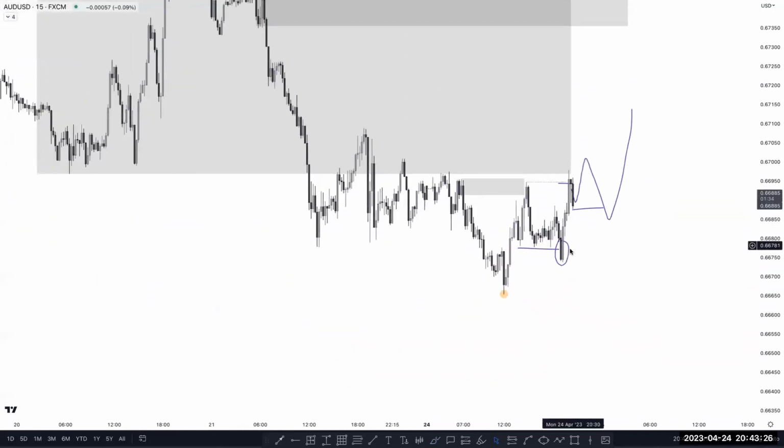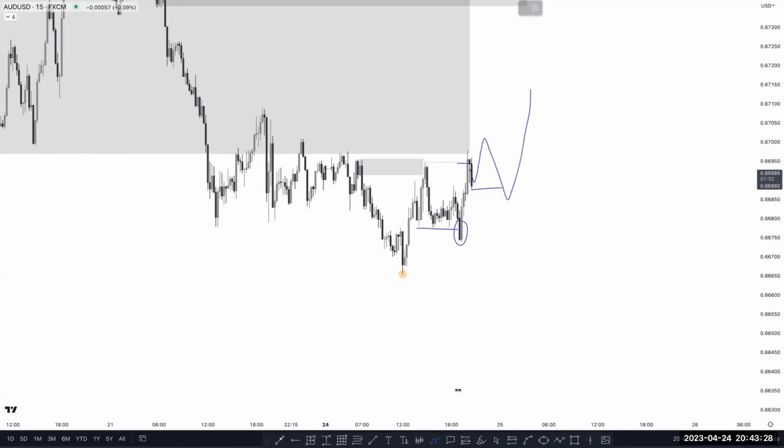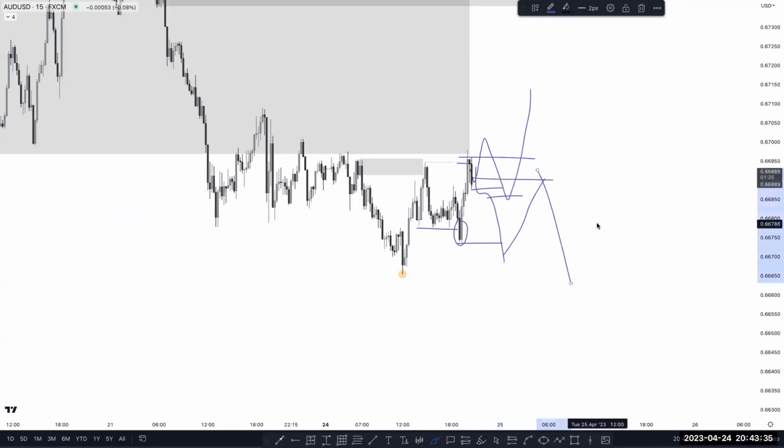Okay, but if the market breaks this low, then you can sell. If price directly breaches this one, then you have to wait for it to take out this inducement and sell. So always you have to wait for it to grab the liquidity before continuing to the upside or downside.